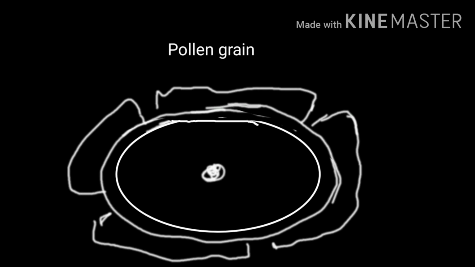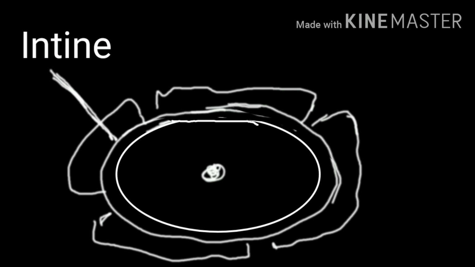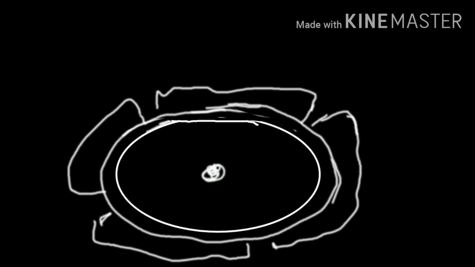A pollen grain contains a nucleus and has its own plasma membrane. It contains 2 protective coverings. One is the intine, the inner one, and the other one is the exine. Intine is made up of cellulose and pectin, and exine is composed of sporopollenin. This sporopollenin is resistant to heat and chemicals. Thus, it protects the pollen grain from unfavorable conditions.